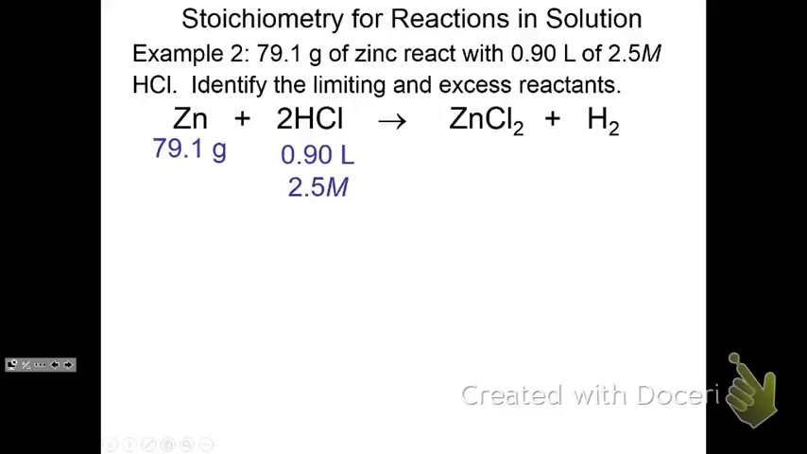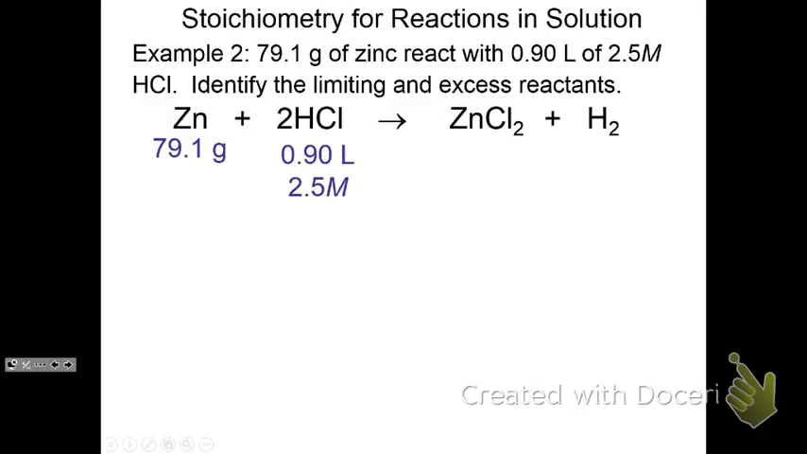Okay, let's take a look at another stoichiometry reaction in solution here. This one's going to be a little bit different from the last one because now I'm asked to find the limiting and excess reactants. So now we're getting into a little bit more here, but that's okay. We'll walk through it. First thing I'm going to do is double check to make sure I have a balanced chemical equation. In this case, it has already been balanced for me.